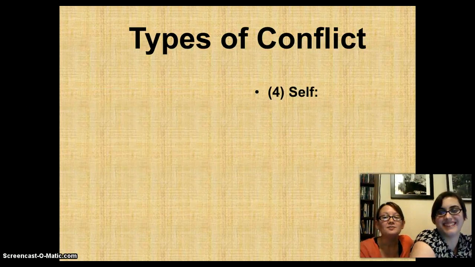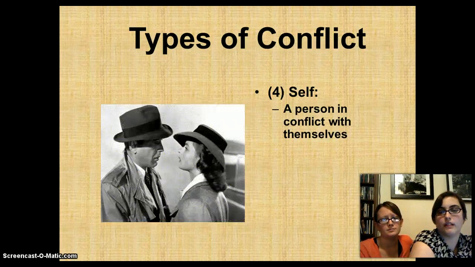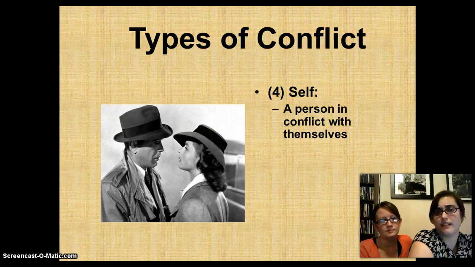Great movie. So, when you have a conflict with yourself, it's internal. It's something that you have to face. So it deals a lot with your conscience. So for example, in Casablanca, and this is Ingrid Bergman and Humphrey Bogart, Ingrid Bergman's character has to decide who she's going to stay with. And it's a very tough decision.